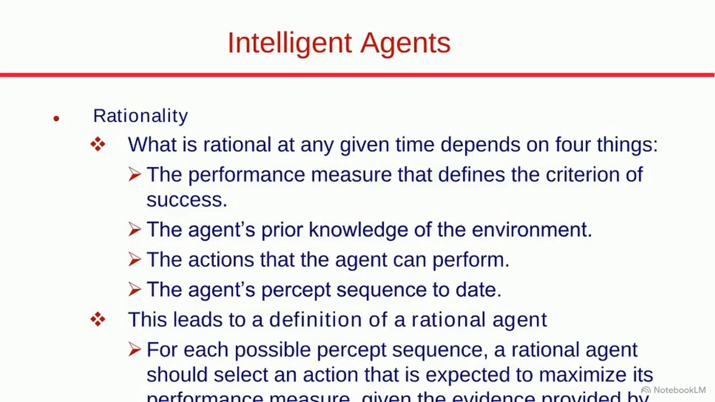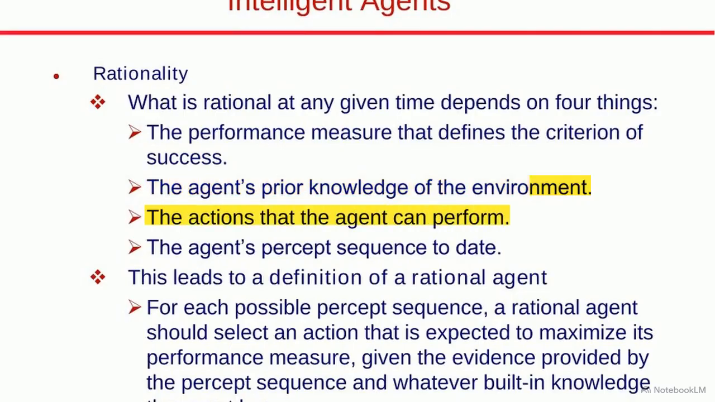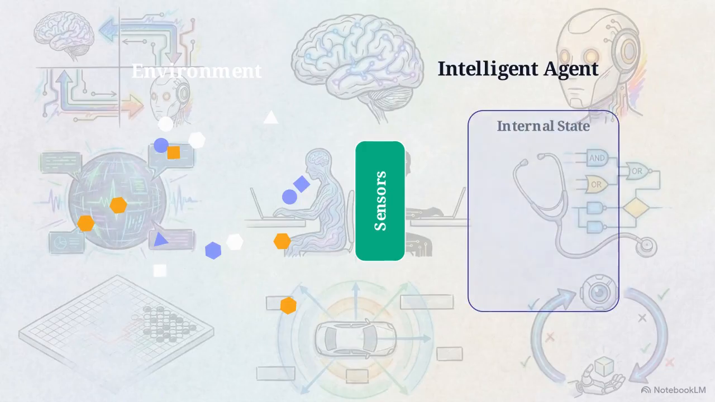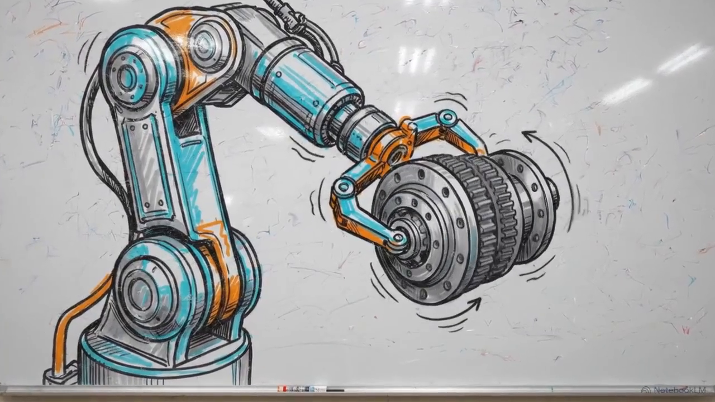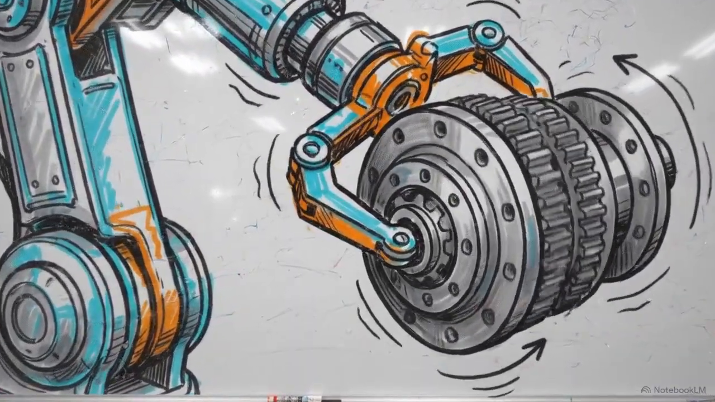To engineer a rational agent, developers define 4 criteria. First, the performance measure, the mathematical criterion for success. Next, prior knowledge of its environment and the specific actions it can perform. Finally, its percept sequence, the continuous stream of collected data. This establishes a continuous interaction loop. Sensors act as the agent's eyes and ears, pulling in raw data from an unpredictable environment. That data is processed, and a decision is executed through actuators, the mechanical motors on a robot that allow the agent to alter its surroundings.